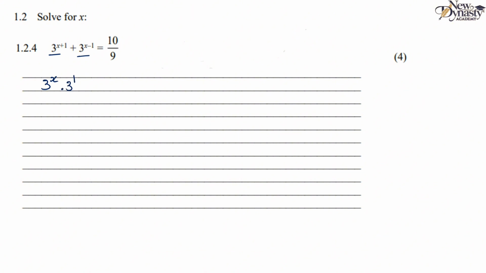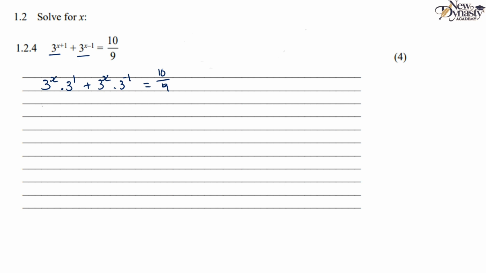So you're going to have 3 to the power x times 3 to the power 1. Plus, you also do the same thing here, 3 to the power x, then 3 to the power negative 1. Now your exponents are no longer in a compound form. Then the right hand side, please leave it as it is, 10 over 9. Then work out your left hand side. So since you've got two terms here, you can check, do you have a common factor? Yes, we do have the common factor, which is 3 to the power x.